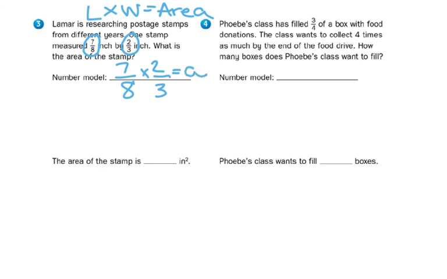Multiply straight across. 7 times 2 is 14. 8 times 3 is 24. 14/24 inches squared.